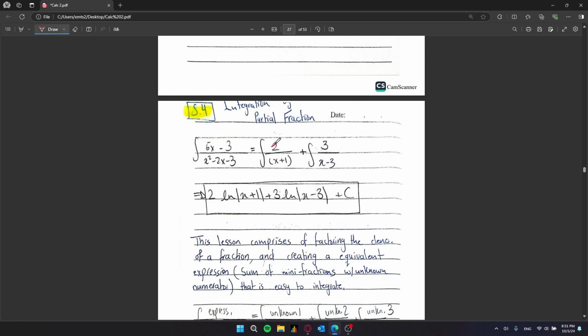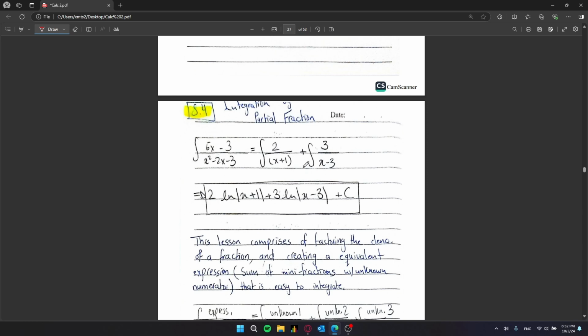Suppose the term here is 1. This summation is the integration of 1 over x plus 1. Differentiate x plus 1. You will get the answer as 1. So the top part of the fraction is the differentiated form of the bottom part of the fraction. What that means in calculus is the integration of that fraction is ln of the absolute value of the bottom part of that fraction.